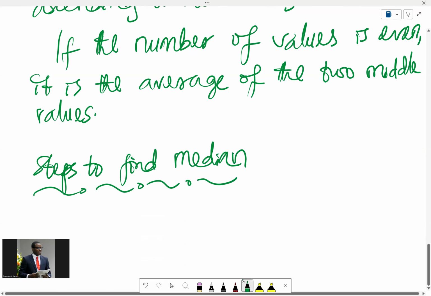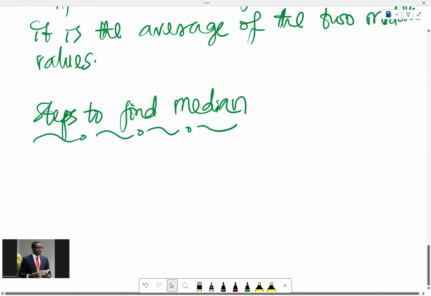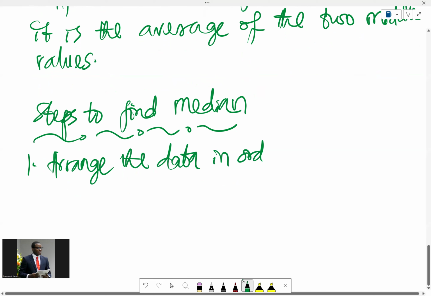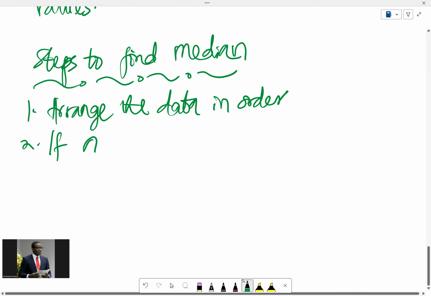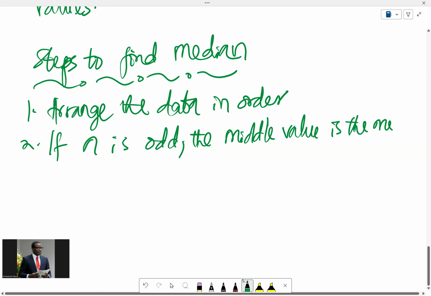Okay. Steps to find the median. Number 1, arrange the data in order. Number 2, if n is odd, that's the number of data you have is odd, the middle value is the median, just like I said, not quite long.